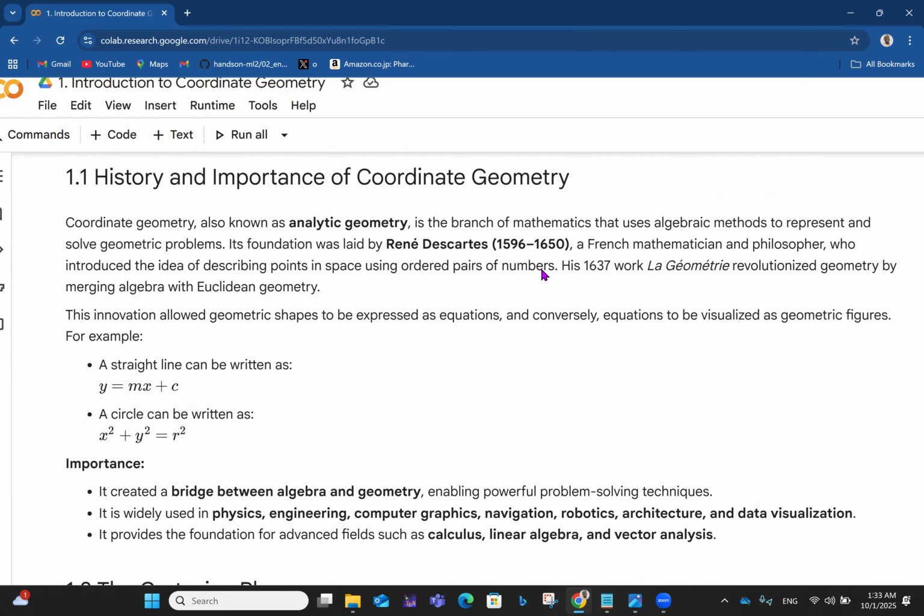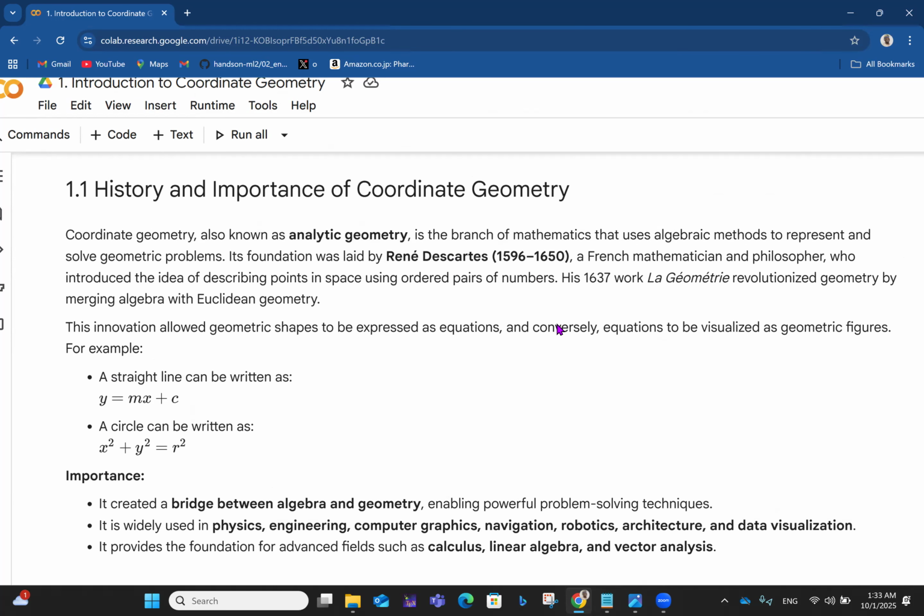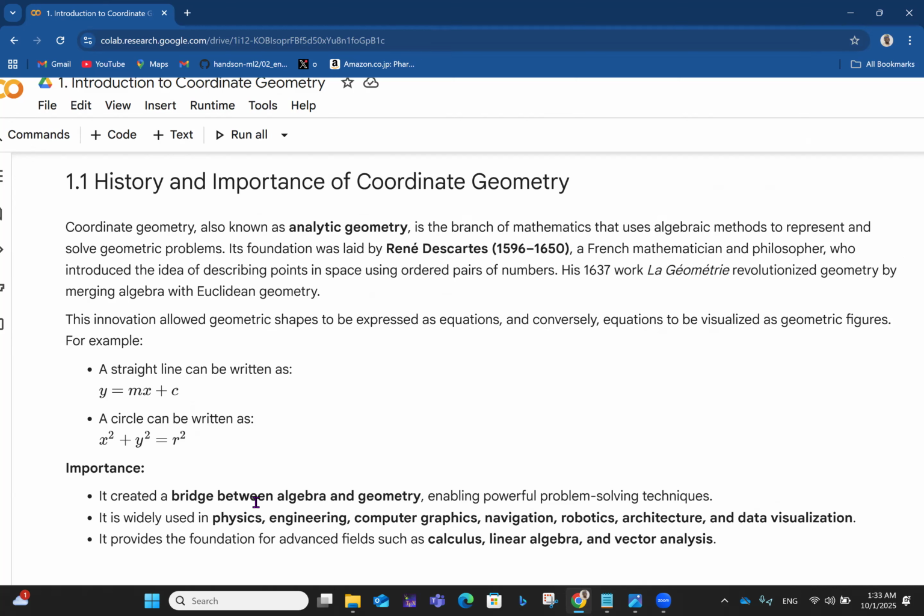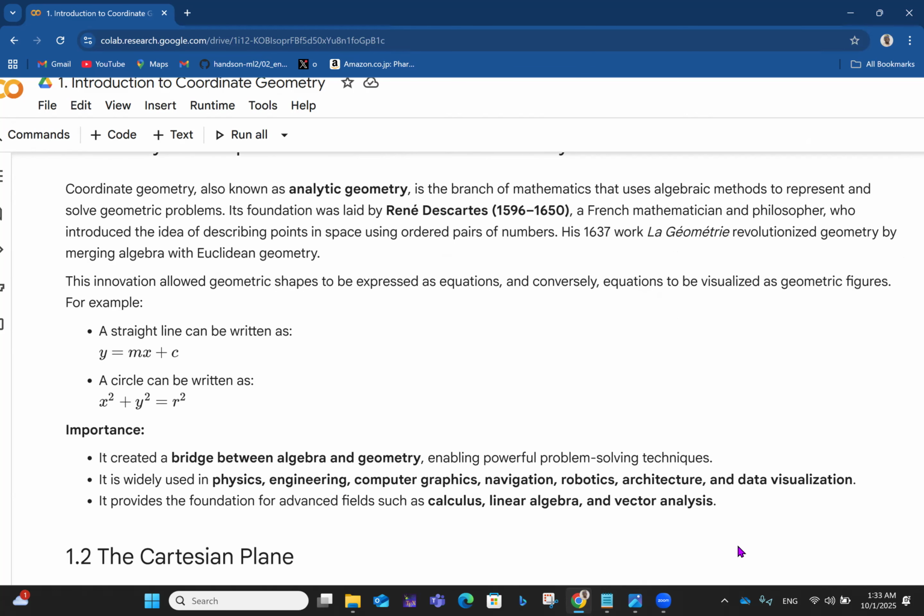And that is why we have the Cartesian coordinate system, right? Where we have x and y axis. So the importance of coordinate geometry, it's created a bridge between algebra and geometry. So you can say that coordinate geometry is the marriage between algebra and geometry, enabling powerful problem-solving techniques. It is widely used in physics, engineering, computer graphics, navigation, robotics, architecture, and data visualization, right? It provides the foundation for advanced fields such as calculus, linear algebra, and vector analysis. So that is the short history and importance of coordinate geometry.